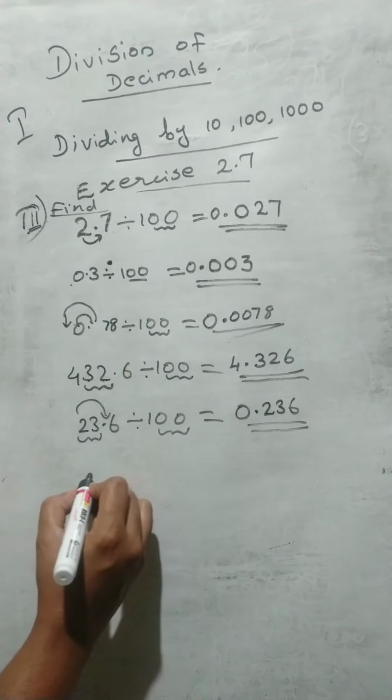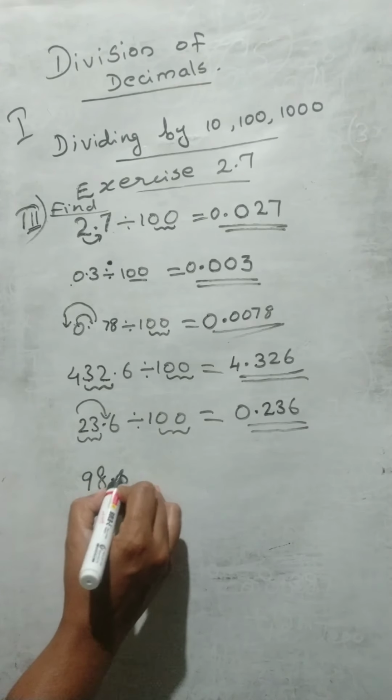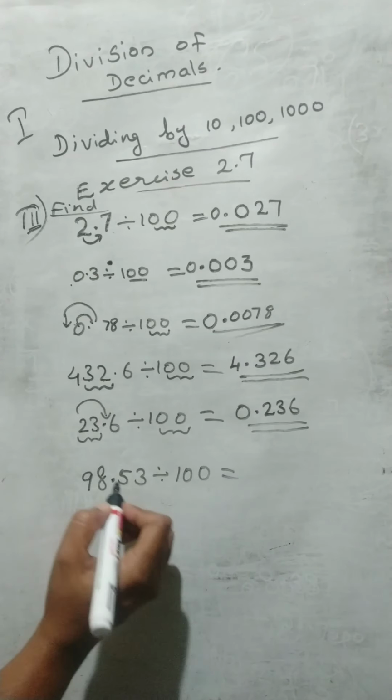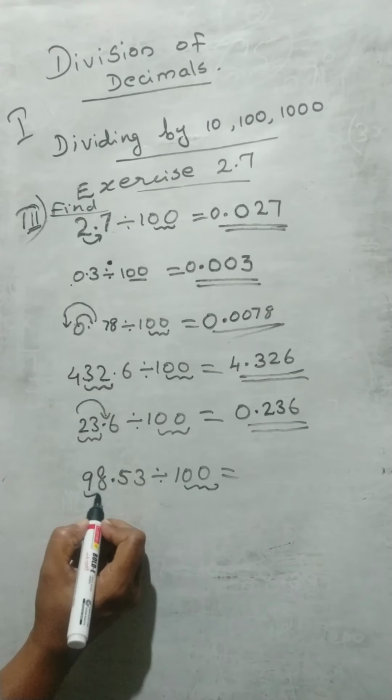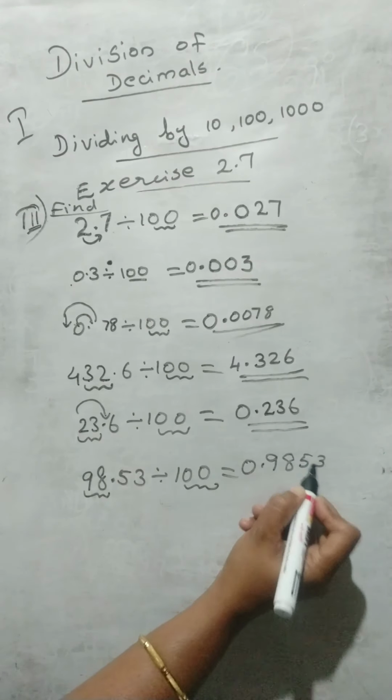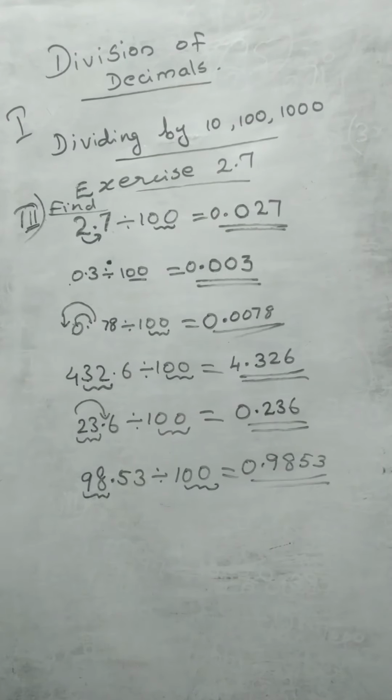Then the next question is 98.53 divided by 100. That is equal to, here 2 zeros, so here 2 digits. So 0.9853 is the answer. Is it clear for you?